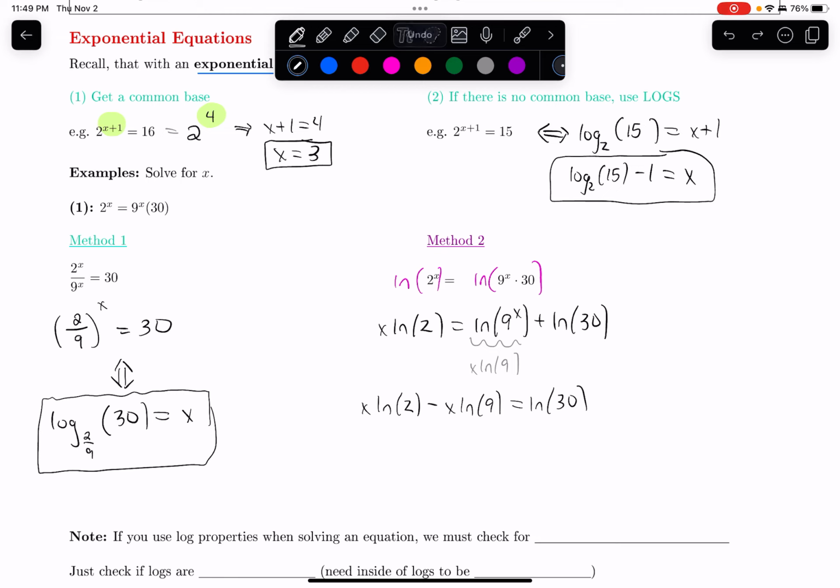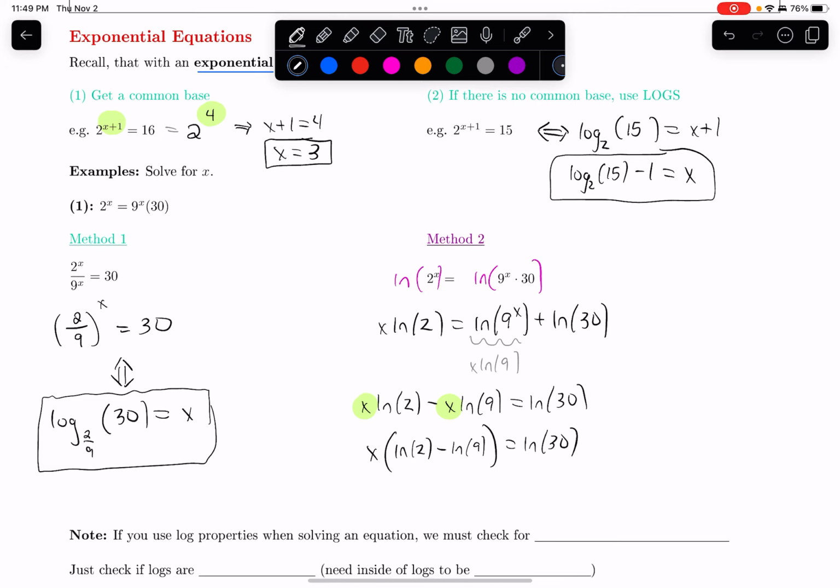and that makes it easier to work with. Okay, so on my left-hand side, I see there's an x in this term and an x in that term, so I can factor it out because it's common. I'll factor out that x, and that'll leave me with ln of 2 minus ln of 9 in parentheses. That whole thing equals ln of 30. And now I just want to divide by the thing that's in the parentheses. So that gives me x equals ln of 30, that whole thing divided by ln of 2 minus ln of 9. And that is my answer.